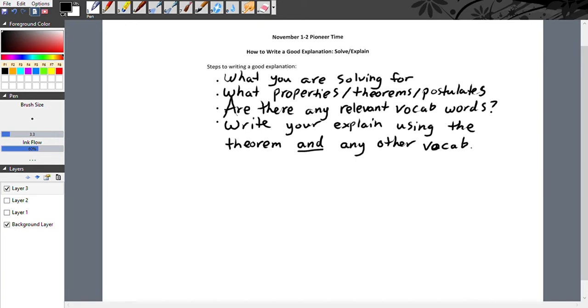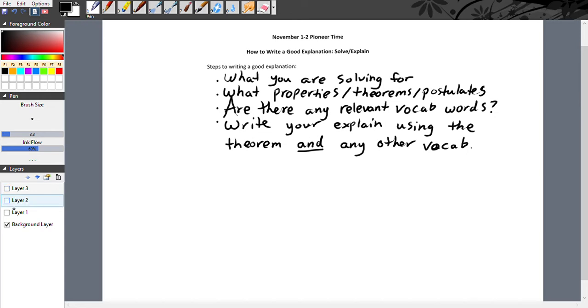Making sure you describe what that actual theorem or postulate says and does, using something else to help supplement, rather than just spitting the theorem at me and saying, I solved this using whatever the theorem is. Tell me a little bit more. If you do all of these steps, you should have a great explanation that you can use to solve any problem that we might throw at you.